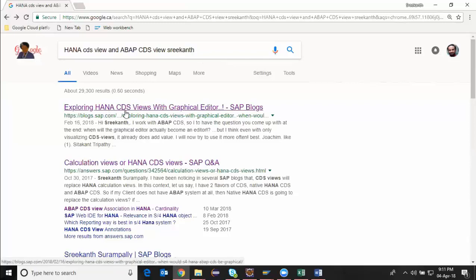Every topic of S4 and not BW. I haven't spent much time on BW on HANA, but native HANA and S4 HANA. Mostly I will have some of the generally coming questions posted. And posted means asked or getting answers there.